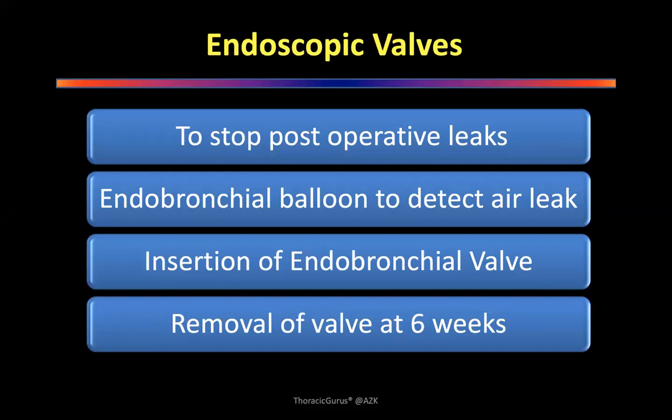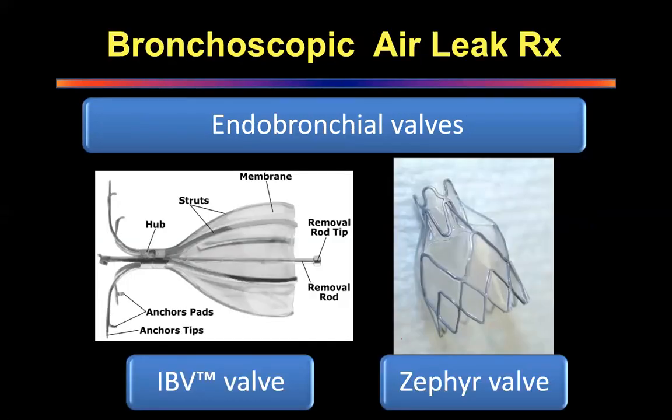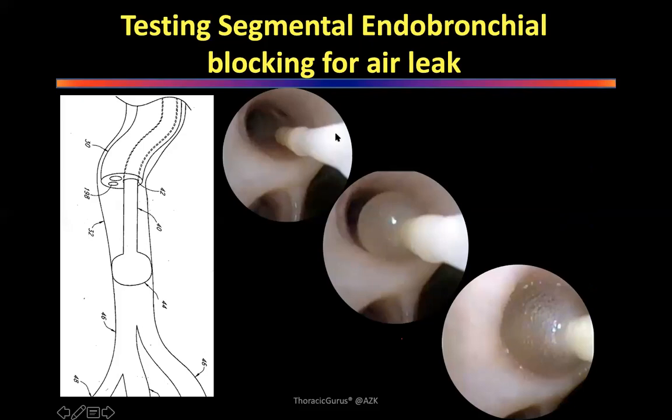And then we insert an endobronchial valve into that area and allow the lung to collapse distal to it. So this is what we do. These are the valves that we use, but this is what we do. We go in with the balloon catheter, and we block each segment sequentially.